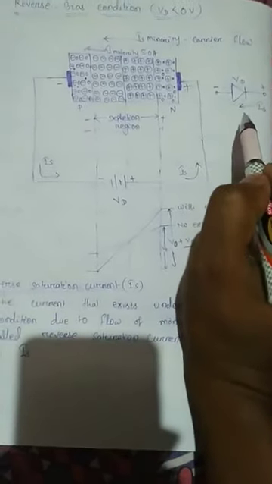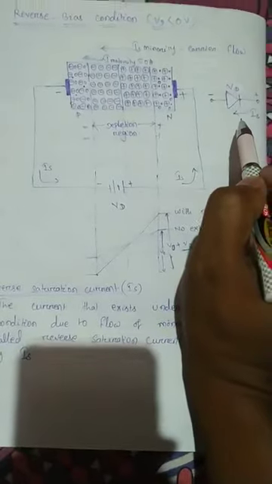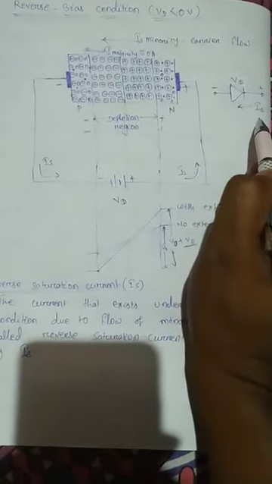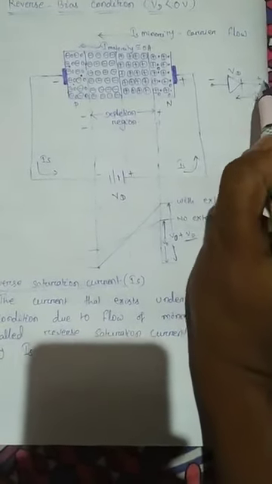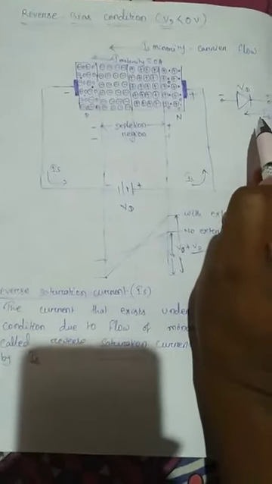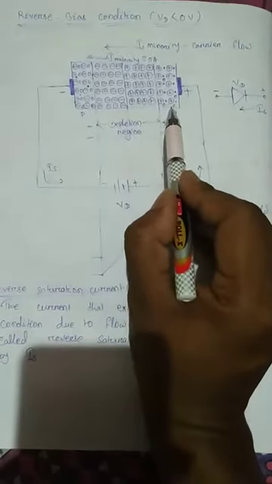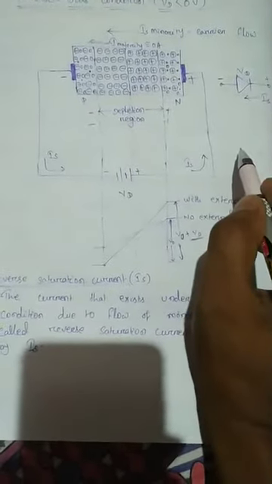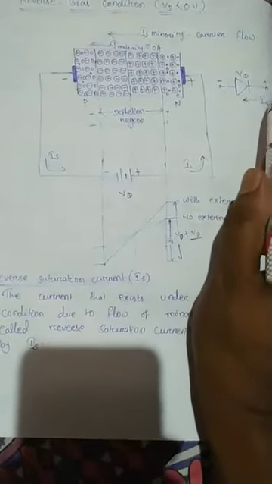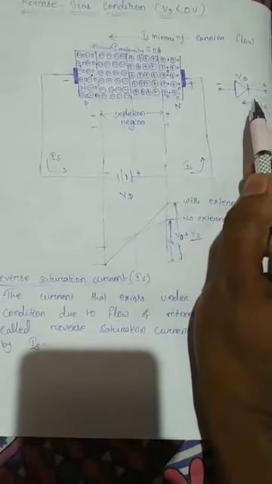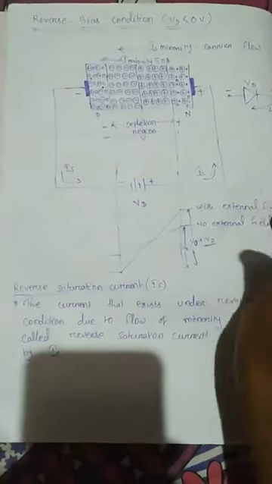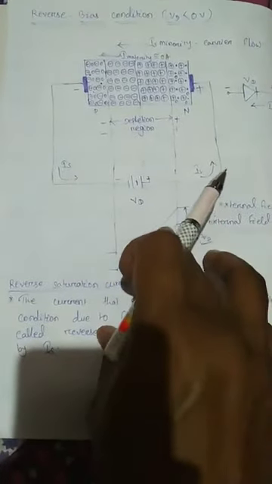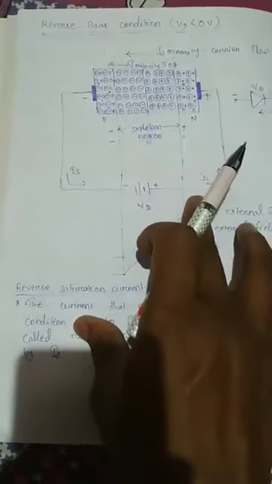Only a very small amount of reverse saturation current will flow. This reverse saturation current is temperature dependent, because the minority charge carriers are thermally generated. For every 10 degree rise in temperature, this reverse saturation current doubles. So in the reverse bias condition, almost no current flows through the diode.